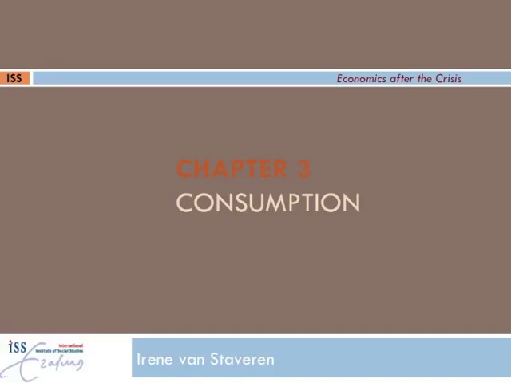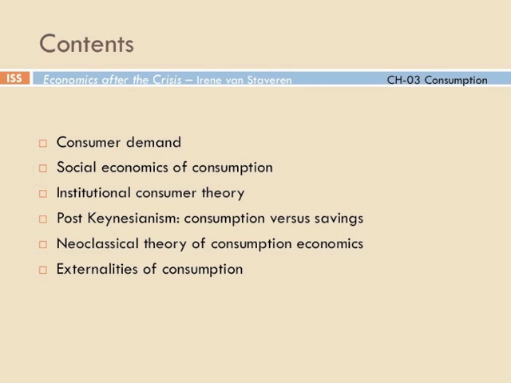This video discusses Chapter 3 from the book Economics After the Crisis. The chapter is about consumption. Chapter 3 consists of 6 sections.